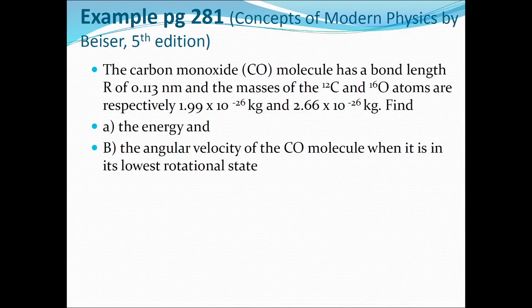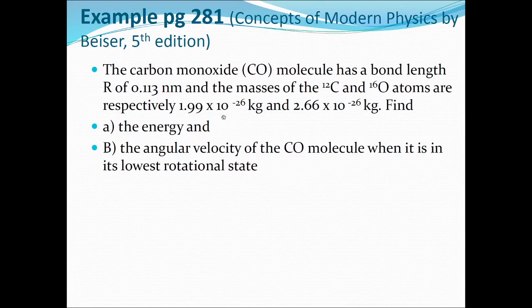The angular velocity, which is omega. So you have to be very familiar with the term and the symbol, to make it easy for you to predict which formula you have to use. The angular velocity omega of the CO molecule when it is in its lowest rotational state. So I will explain when it is at the lowest rotational state.